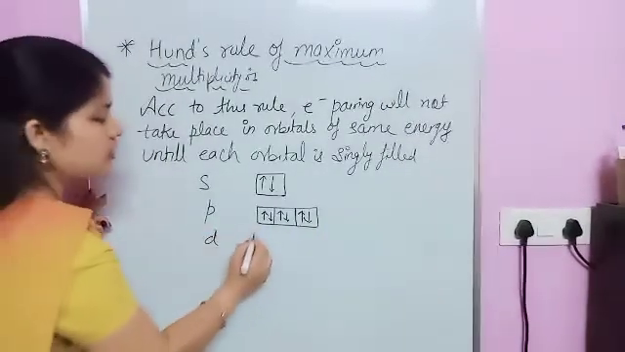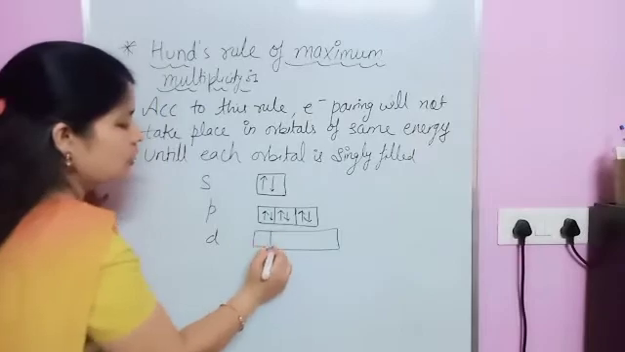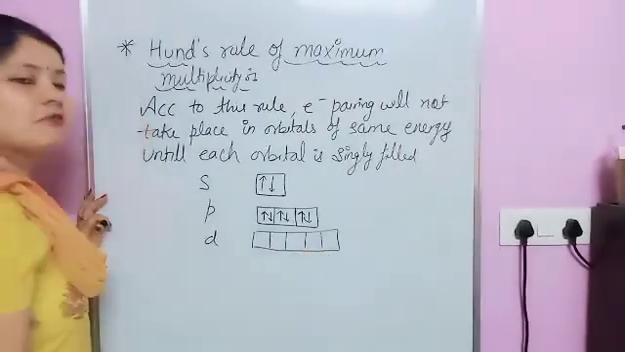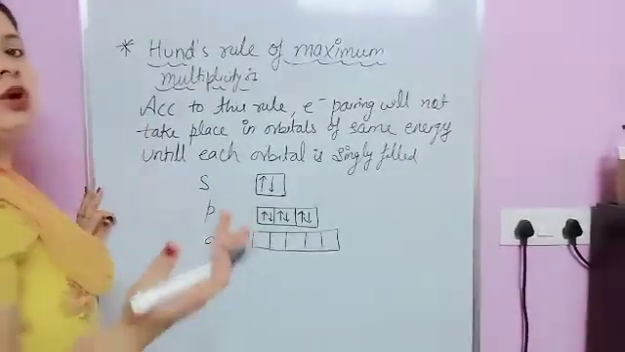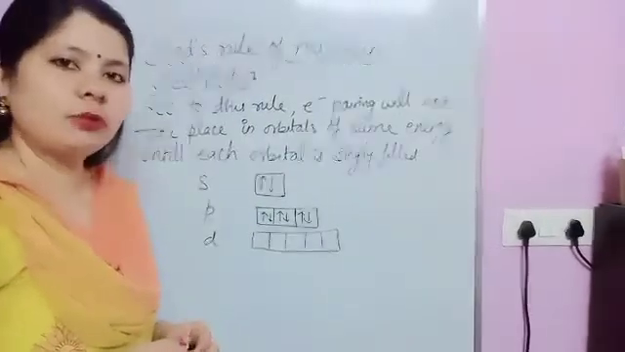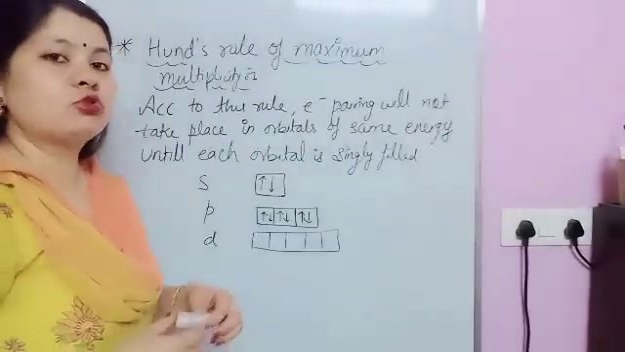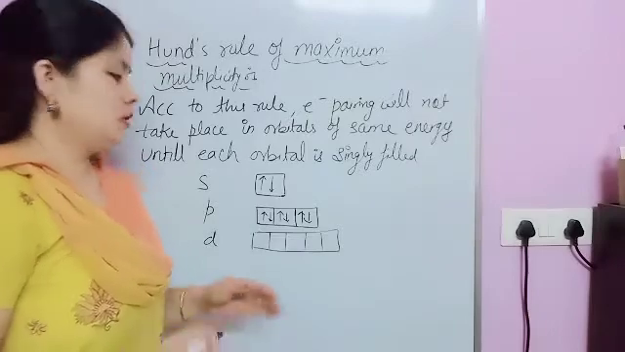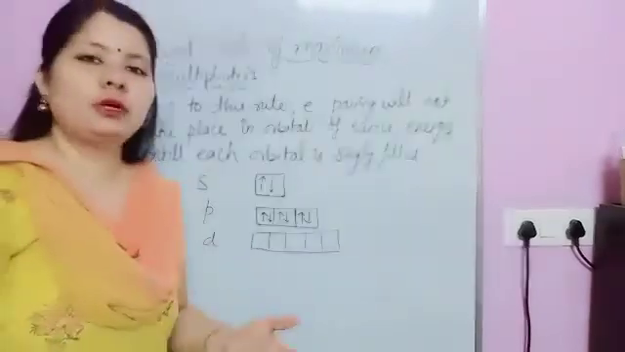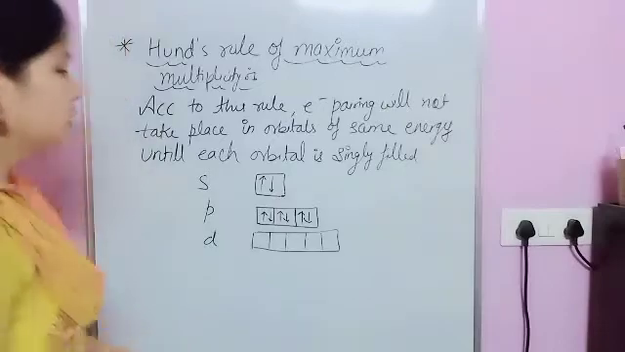In case of D, how many boxes do we have to make? 1, 2, 3, 4 and 5. Why? Because the D subshell has 5 orbitals, and in case of F we have to draw 7 boxes, because how many orbitals? 7 orbitals in case of F. Okay, so now like this.